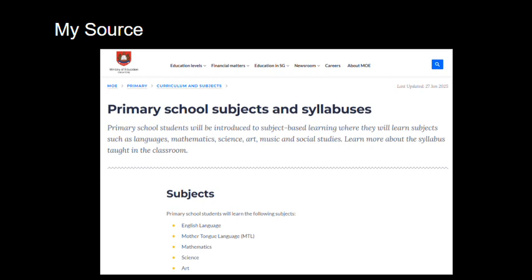So where is my source coming from? Okay, so basically, I went to the MOE website. There is a primary school subjects and syllabus, and mathematics is actually one of them. Okay, so I downloaded the document and I read it, and I basically extracted the key points that I think provide a very good overview of the mathematics syllabus between P4, P5, and P6.